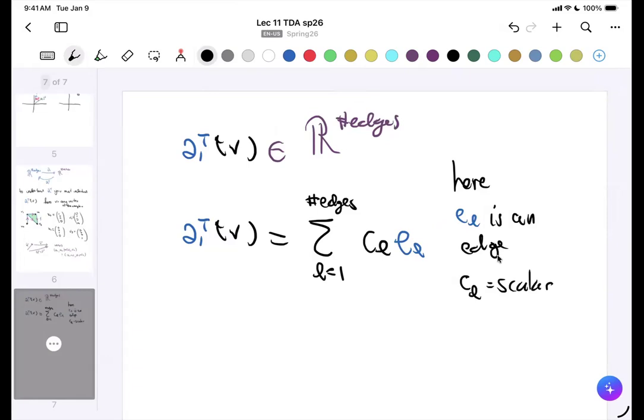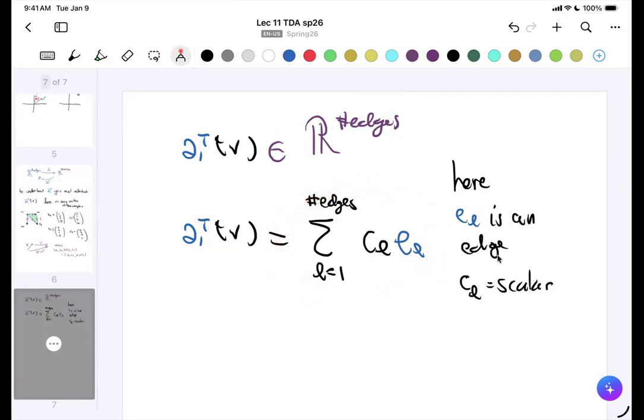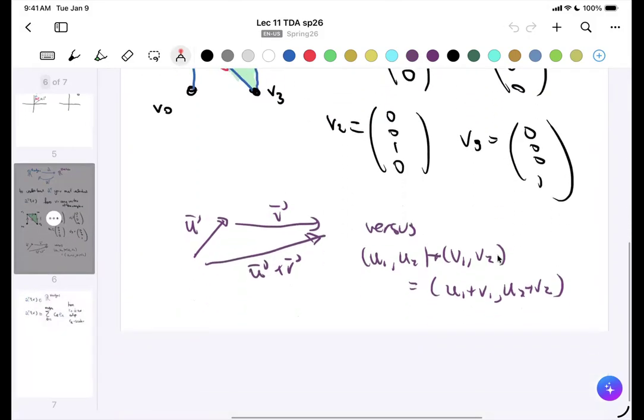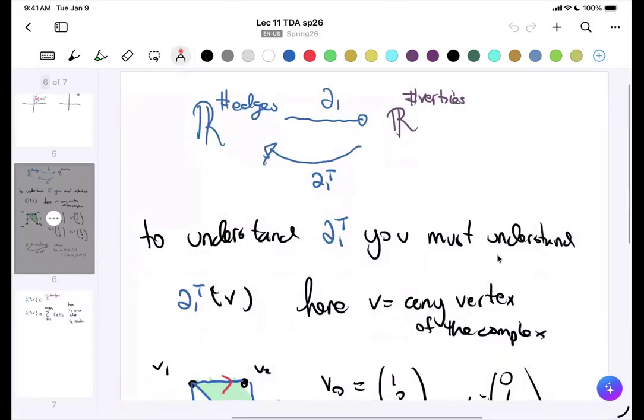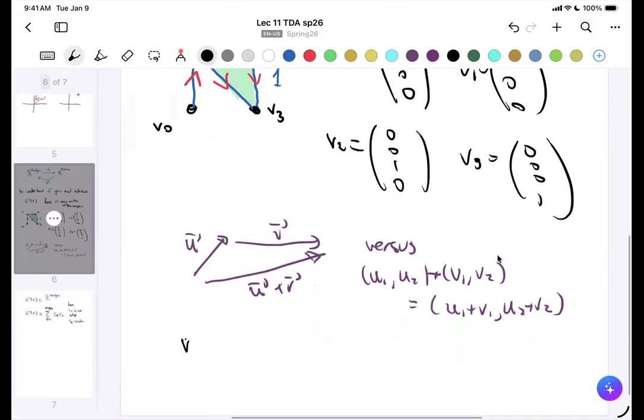Okay, and now what I'm going to do again, this thing is a combination of edges, so I can take the dot product on both sides of the equation with one of these edges. Maybe it's similar to something you remember from linear algebra. Maybe I should write it here. If you have an orthonormal basis, maybe that's a good place to start. If you have an orthonormal basis in linear algebra, how do you find the coefficients in the linear combination?